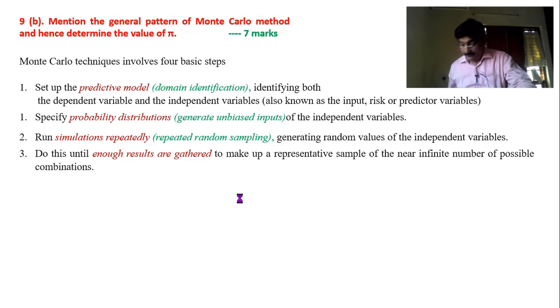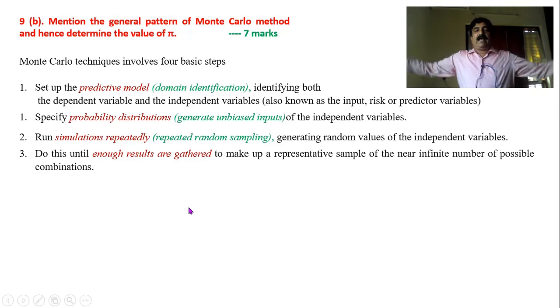Here, what we do is, set up the predictive model identifying both dependent variable and independent variables. Next, specify probability distribution. Next, run the simulations repeatedly, and do this until enough results are gathered. I give you one simple example for this.